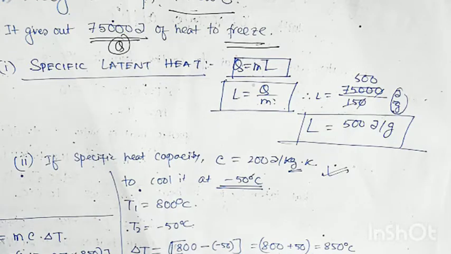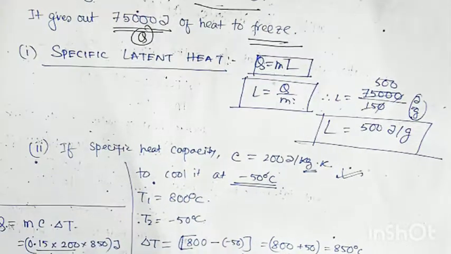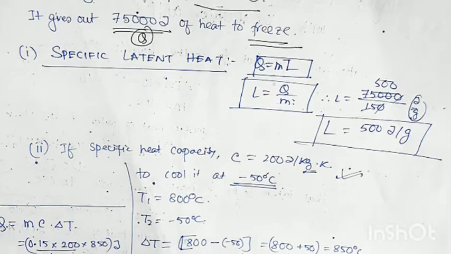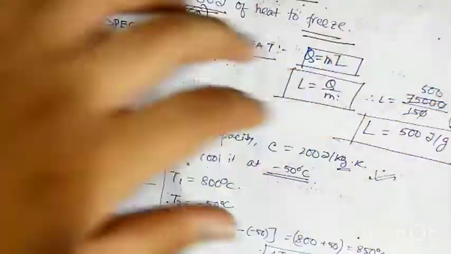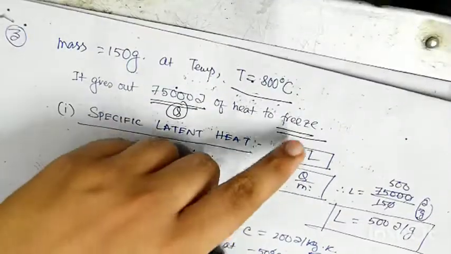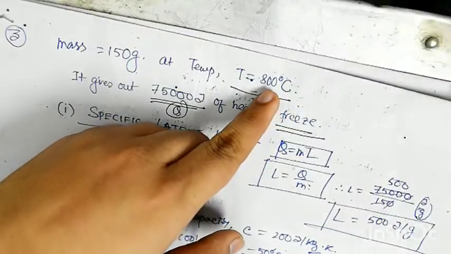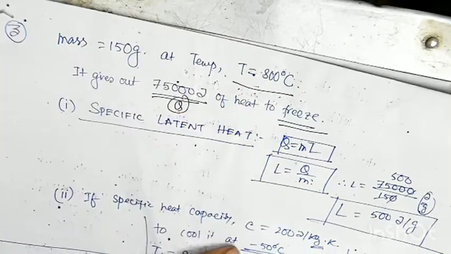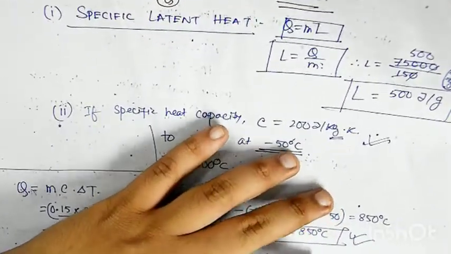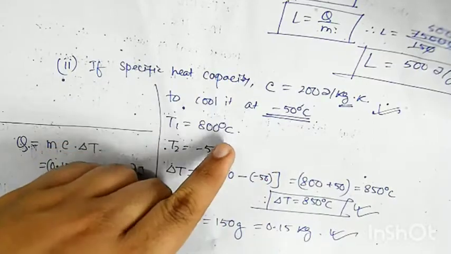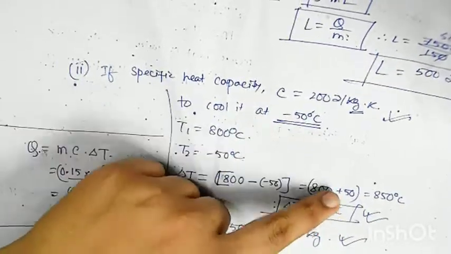The next portion asks a little bit more advanced question: if the specific heat capacity of the metal is 200 joule per kg Kelvin, how much additional heat energy will the metal give out in cooling to minus 50 degrees centigrade? See, we have to cool it down to minus 50 degrees centigrade. It is at temperature 800 degree. So how much temperature change? 800 degrees centigrade to minus 50 degrees centigrade. Not 50, minus 50. So temperature change is 800 to minus 50, that is 850.